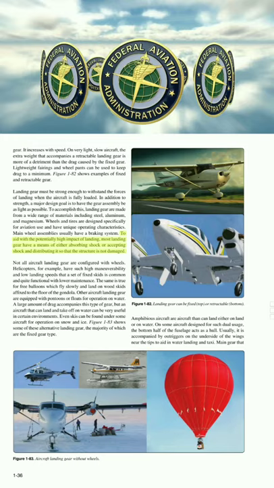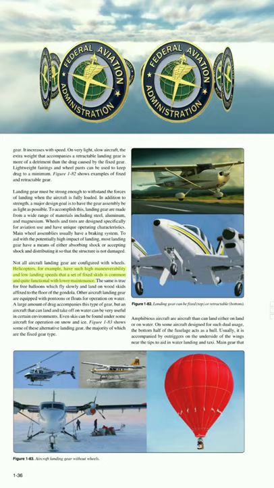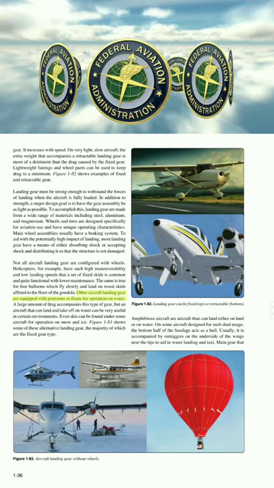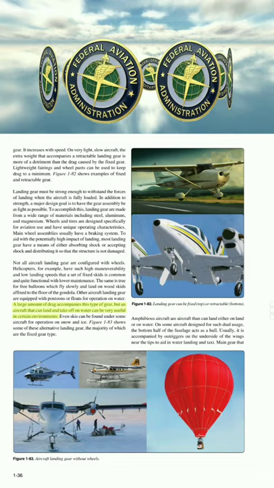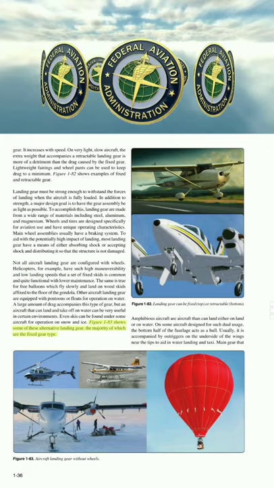Not all aircraft landing gear are configured with wheels. Helicopters, for example, have such high maneuverability and low landing speeds that a set of fixed skids is common and quite functional with lower maintenance. The same is true for free balloons, which fly slowly and land on wood skids affixed to the floor of the gondola. Other aircraft landing gear are equipped with pontoons or floats for operation on water. A large amount of drag accompanies this type of gear, but an aircraft that can land and take off on water can be very useful in certain environments. Even skis can be found under some aircraft for operation on snow and ice. Figure 183 shows some of these alternative landing gear, the majority of which are the fixed gear type.